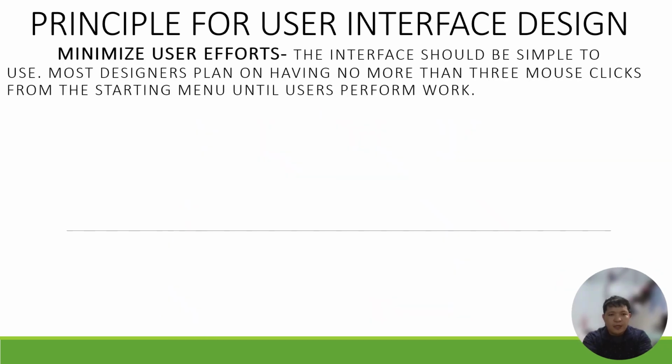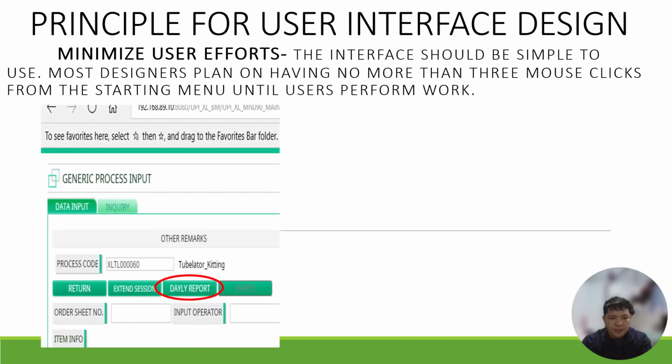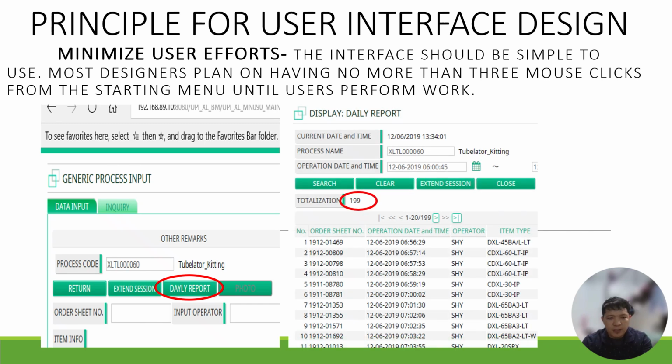Next is minimize user effort. The interface should be simple to use. Most designers plan to have no more than a few mouse clicks from the start menu until the user performs work. For example, once clicking this daily report, the results of the operation immediately pop up, like this. But as reported in the earlier part of this presentation, the upper part displaying the daily report is still visible so that the user is still guided on where they are working in the system.